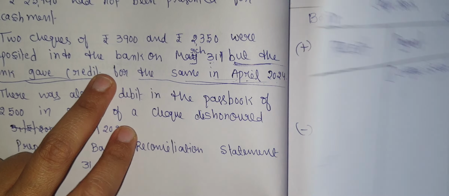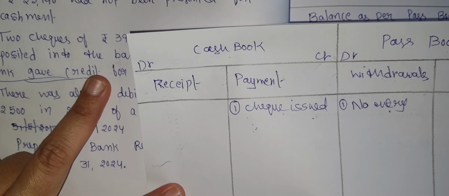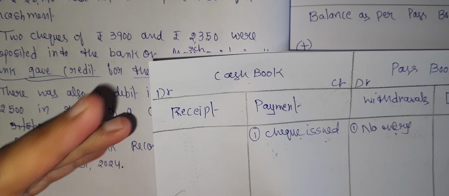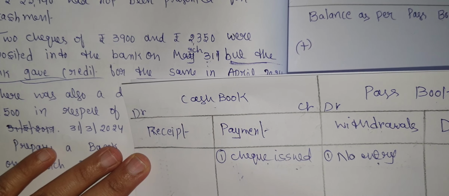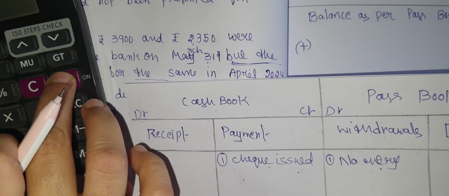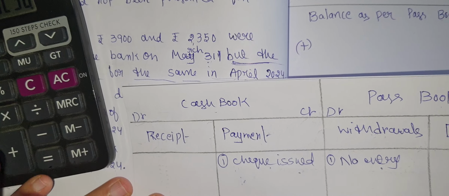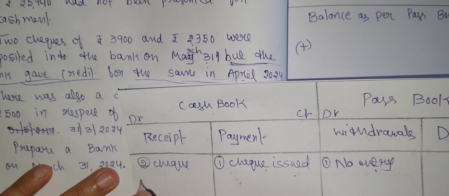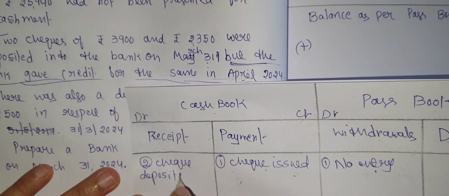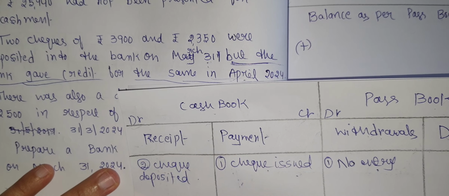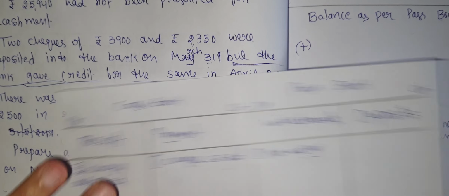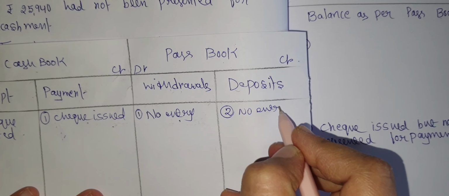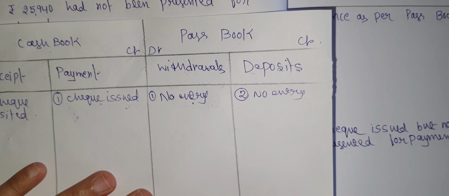So see the cash book and passbook. What is the first step? We have to record the transaction. Two checks deposited means this is the income for business, means receipt. They are receiving the checks, that is rupees 3900 plus 2350, 6250. Second one, checks deposited in the cash book. Check deposited, but they are not credited in the bank on March 31st. Means in the passbook there is no entry. In the deposit side there is no entry. On March 31st there is no entry in the passbook.